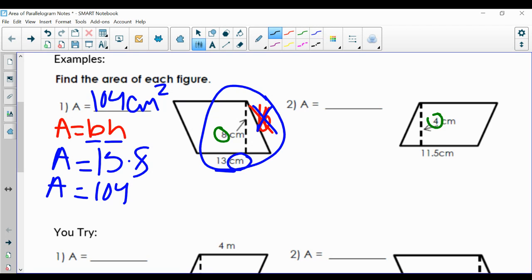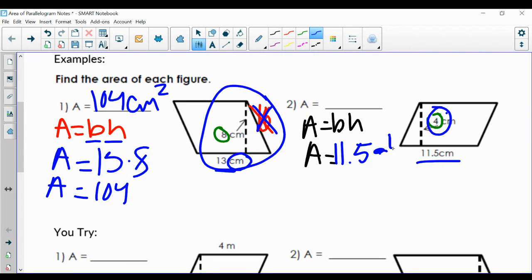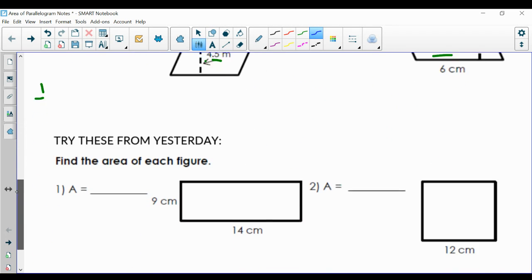All right, so let's do the second one. We start with A equals base times height. All right, and what is my base? I know my base is 11.5 times my height of 4. Now, I know some of you are like, oh my gosh, there's a decimal. Well, that's okay, because again, you have a handy-dandy calculator. So just plug in 11.5 times 4, and that gives you a final answer of 46. So 46, and what are my units? Centimeters squared. Okay?